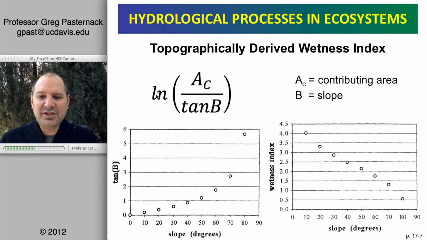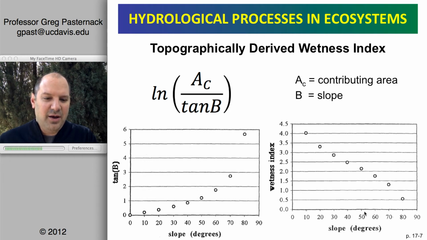The equation is the natural log of the ratio of contributing area to a point and the slope at that point. So the contributing area is all of the land that's draining to that point, and the slope is not the slope of all of the contributing area, it's the slope at the point that you're interested in. Slope can be given in degrees, which is what beta is here, and that then gets converted into a number using tan beta.